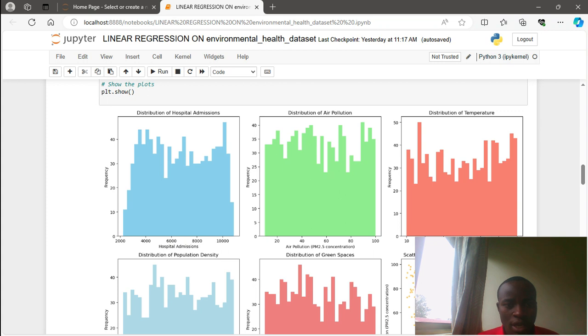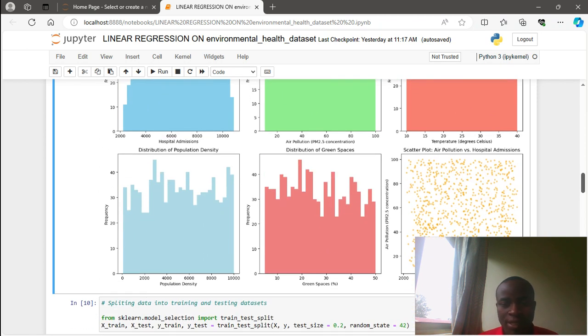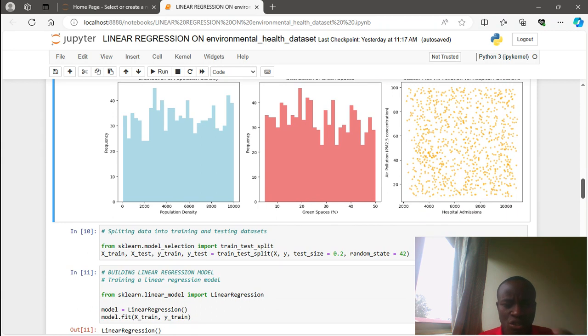So this is the distribution of hospital admissions within the frequency. Then this is the distribution of air pollution within a given sample, but air pollution here is measured in micrograms per cubic meter concentration. Then the temperature distribution of the given cities, how it is distributed. Then here population density, how people are spread within a given area. Then green spaces, how they are distributed, that is in percentage.